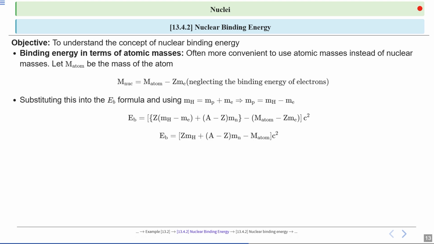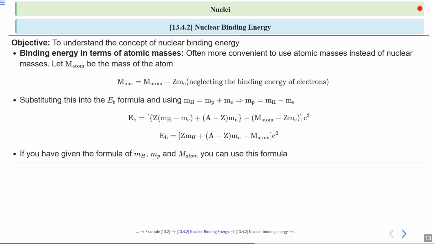After simplifying, we get a more convenient formula. E_B equals [Z times Mh plus (A minus Z) times Mn minus M_atom], with this whole term enclosed in square brackets times C squared. This version is easier to use because it only involves the atomic mass of hydrogen, the neutron mass, and the atomic mass of the element we are studying. So if you are given the values of Mh, Mn, and M_atom, you can use this formula directly to find the nuclear binding energy. This approach is especially useful for solving numerical problems in exams.